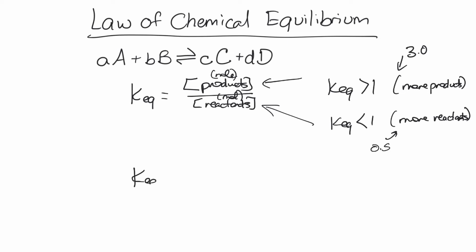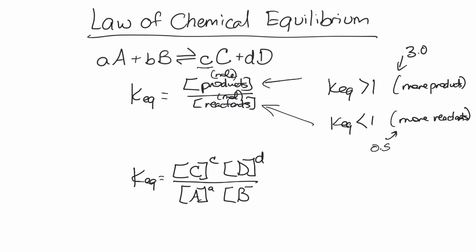So to do the complete Keq expression, we're going to do the concentration of C, which is one of the products, raised to the power of little c, times the concentration of D raised to the power of little d, the number of moles of D in the balanced equation, divided by the concentration of A raised to the power of little a, times the concentration of B raised to the power of little b. Now this is a very important thing because this is concentration. We are only going to include gases and aqueous solutions, because solids and liquids are 100%. They don't have a concentration. So again, we're only going to include gases and aqueous solutions.